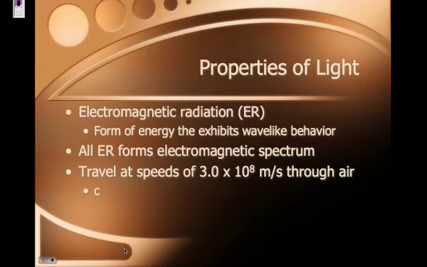And all the forms of electromagnetic radiation put together form the electromagnetic spectrum, and that's what this next picture will be about. And all this ER will travel at the speed of light, which is represented by the letter C. So whenever you see a C in an equation, that stands for the speed of light, which is 3 times 10 to the 8th meters per second.